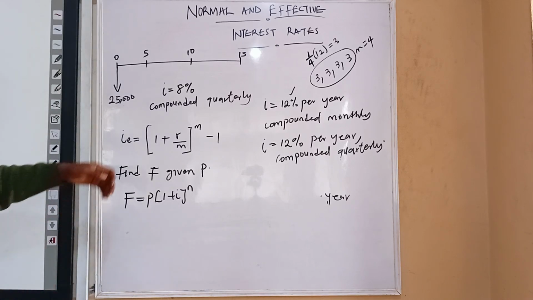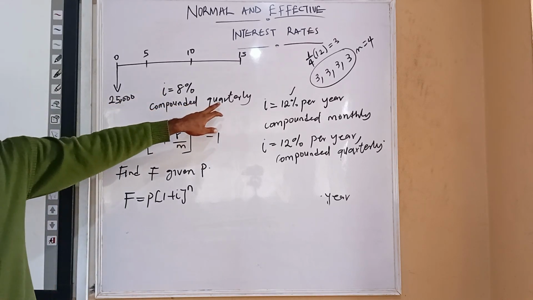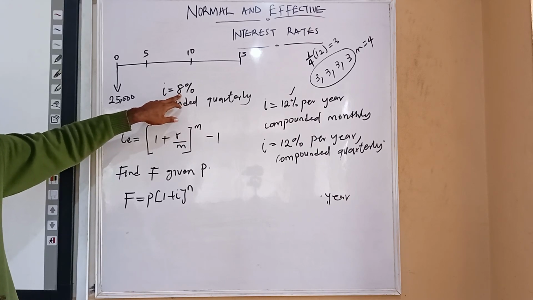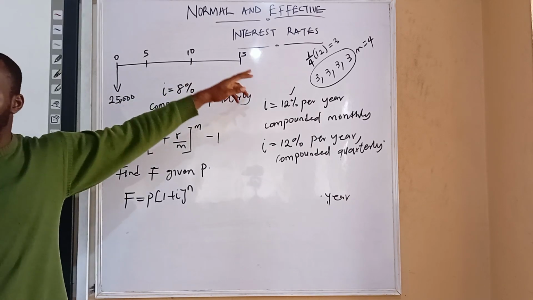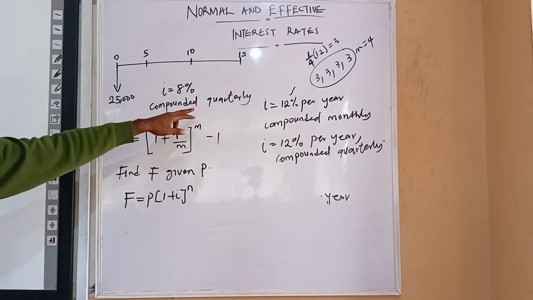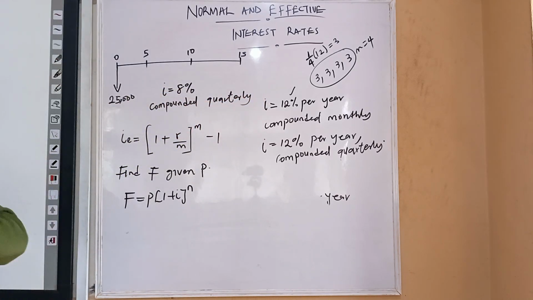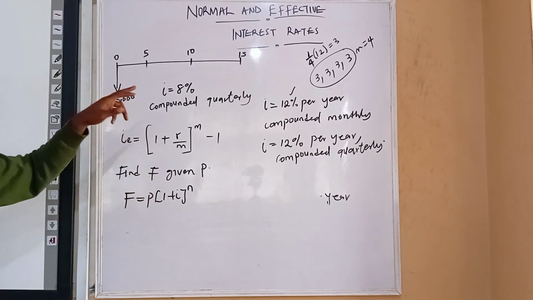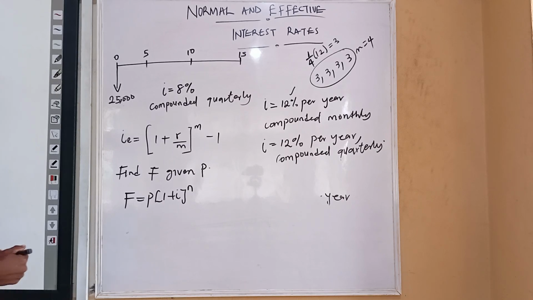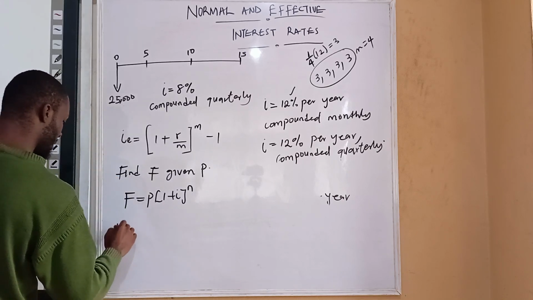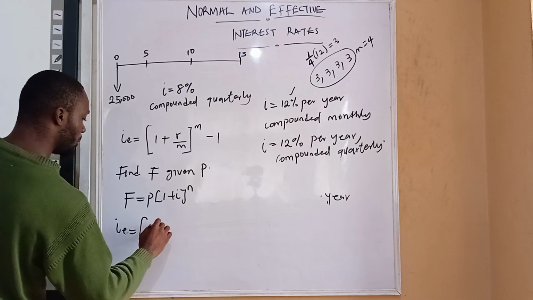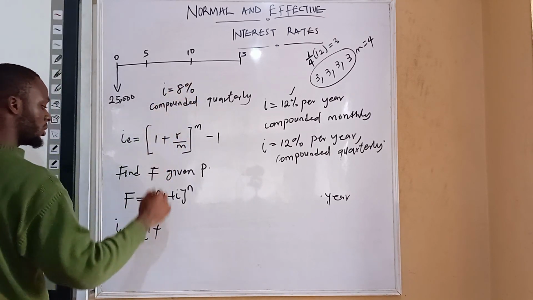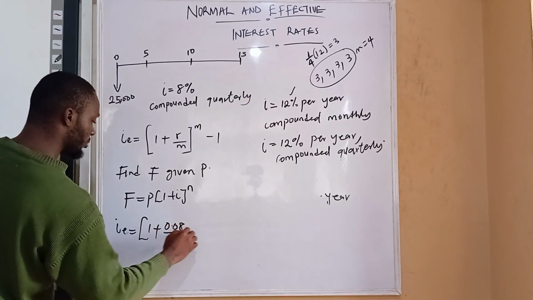But since the interest rate is compounded quarterly, this 8% is not the interest rate per year. It's the interest rate every 3 months. So the I that we're going to use here is the effective interest rate. So we are going to find IE, which is equal to 1 plus R, the normal interest rate of 8%. We do 8 over 100, we get 0.08, over M.